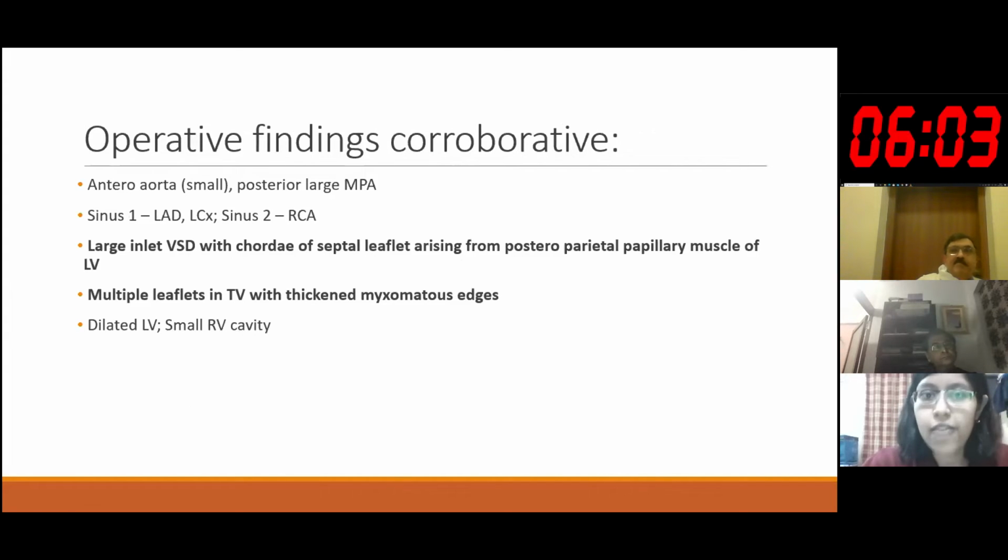Operative findings were in fact corroborative. I'll only be talking about the straddling AV valve because the arterial switch operation was routine. There was a large inlet VSD, and there was in fact attachment of the tricuspid valve septal leaflet to LV papillary muscles, and so grade 3 straddling of the tricuspid valve.